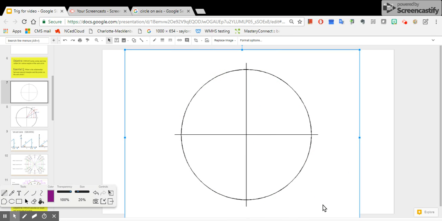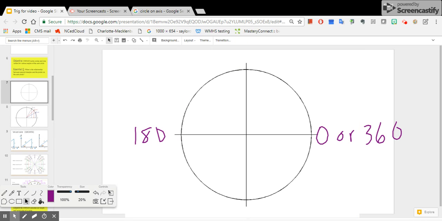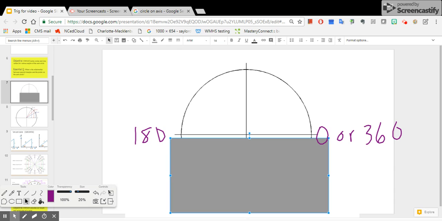Okay, again, I can do the exact same circle, but with degrees. So here we've got 0 degrees, or 360, which means that my half circle is going to be 180. And then I can just break it down from there. So let's look at just the top half.